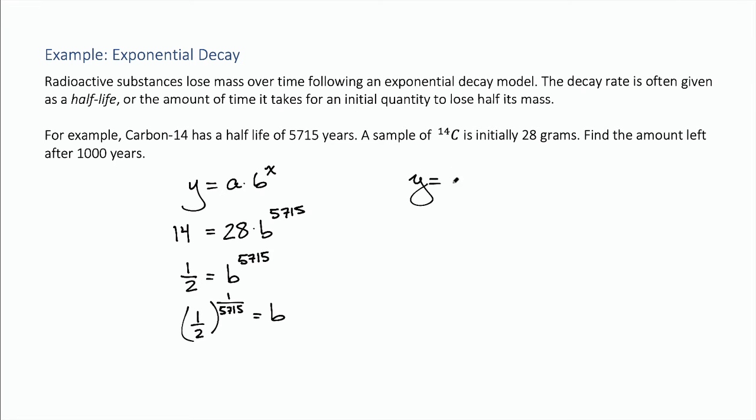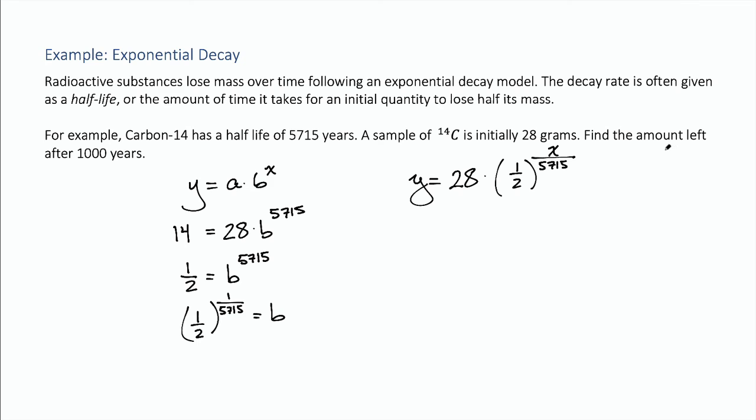So my model is y equals a, the initial amount, which in this case is the 28 grams, times b, which is 1/2 to the 1 over 5,715. And then that b is raised to the x. When I raise this to the x, that just means I put an x in that exponent right there. So there's our model now.